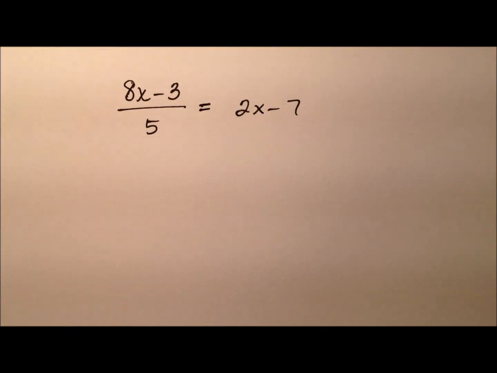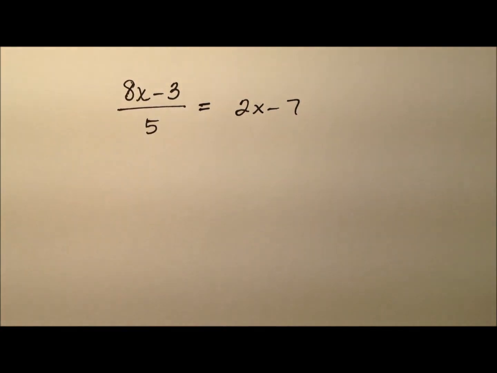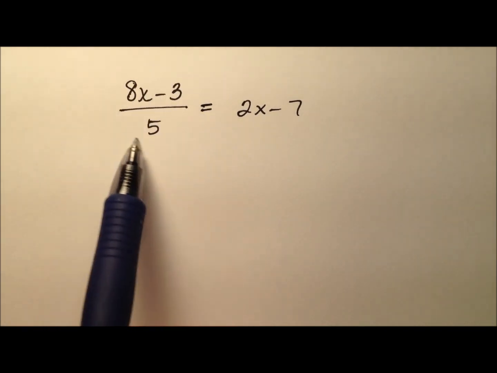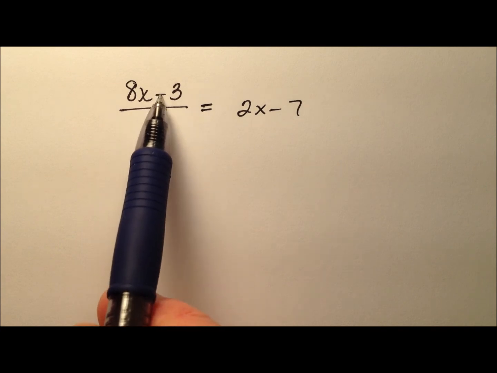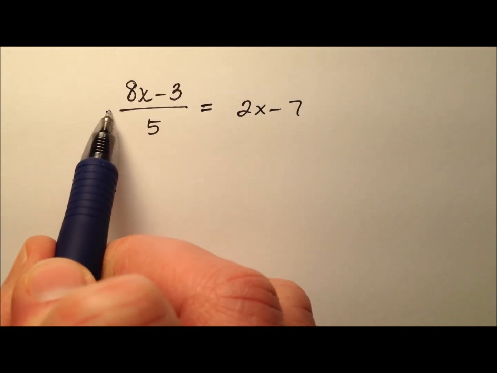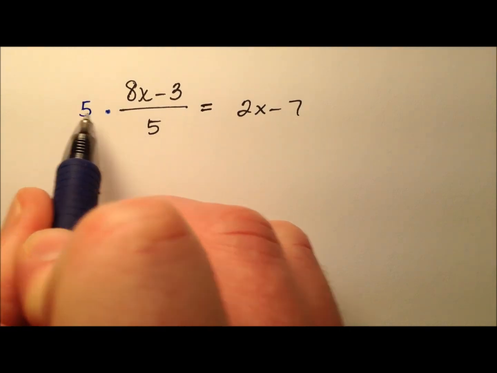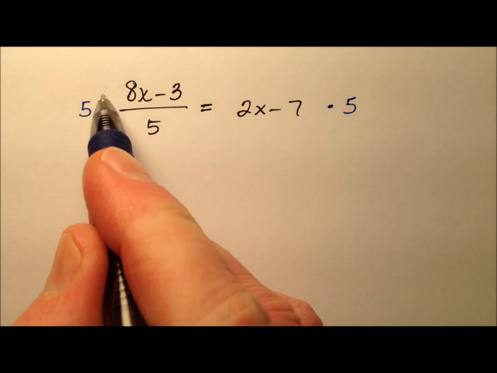In this third and final example, you'll notice on the left side of this equation we have a fraction. We have this 8x minus 3 being divided by 5. So probably the first thing I need to do is go ahead and deal with this fraction. So we see it's division by 5, and of course the inverse operation to division is multiplication. So let's go ahead and multiply both sides by 5.